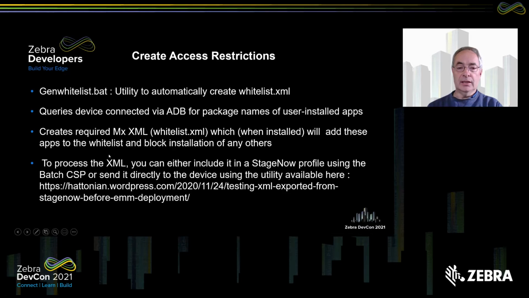Once you've done that, in order to process the XML, you can either include it in a StageNow profile using the batch CSP, or you can send it directly to the device using the utility which I've posted at this blog link. This utility allows you to take raw XML, push it onto the device and process it immediately. Really it's using the batch CSP, but it gives you a simple UI to push the XML to the device. That's what we're going to use for this demonstration.